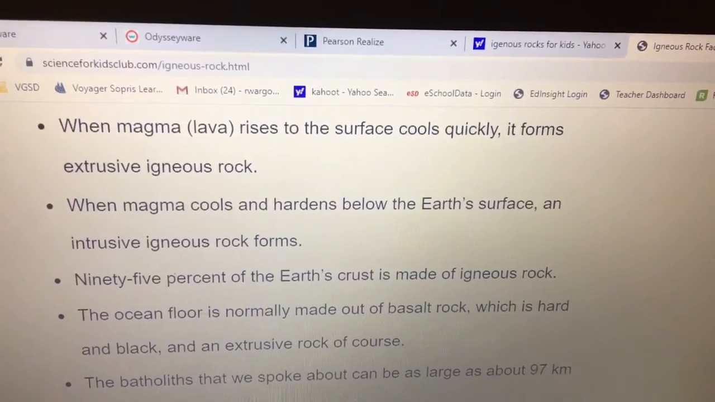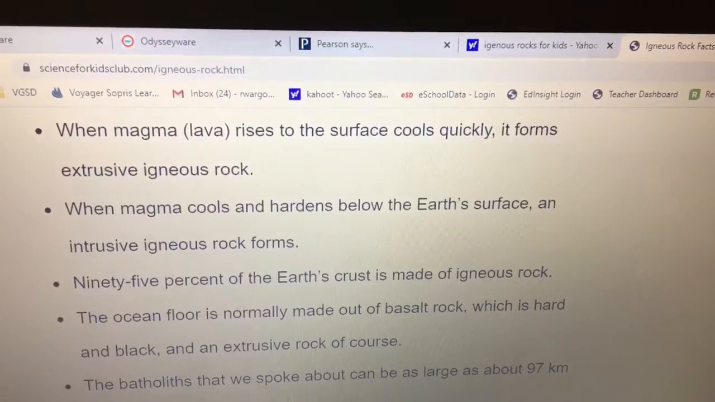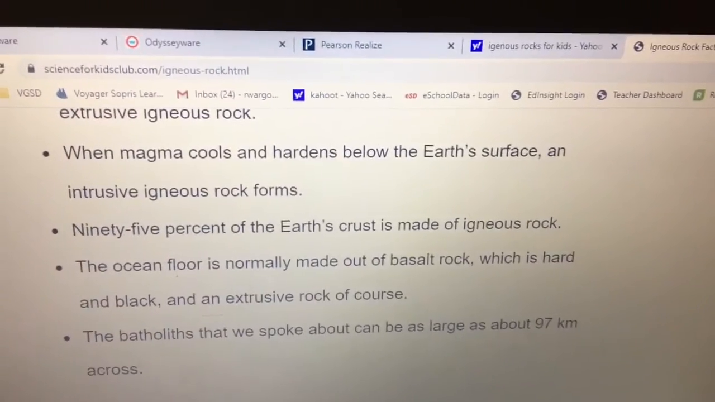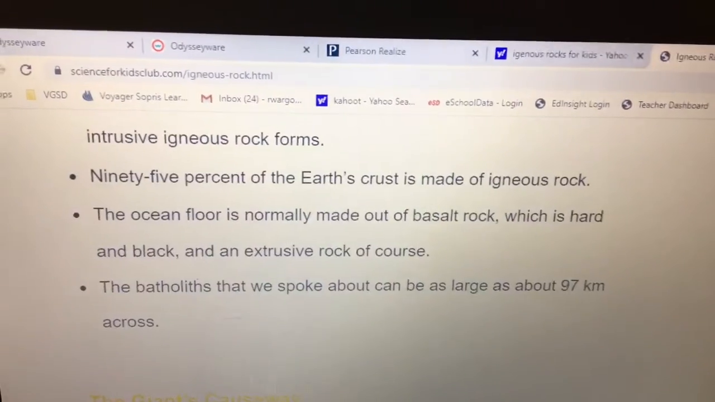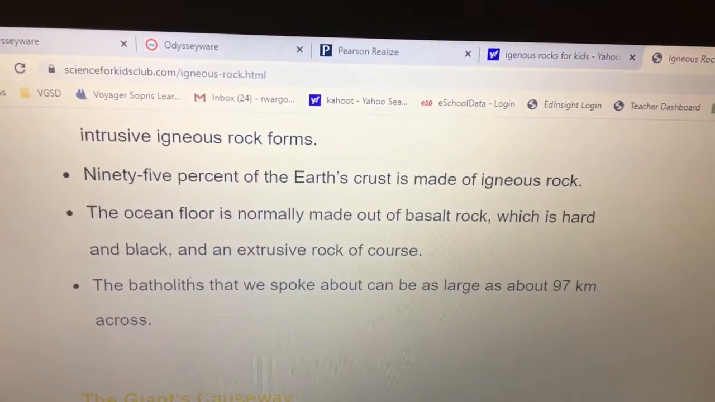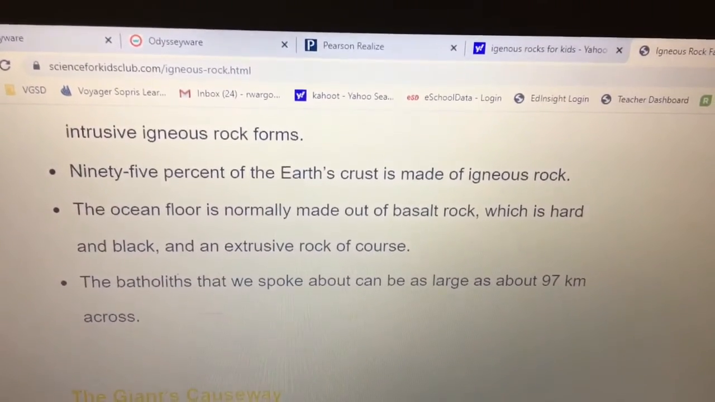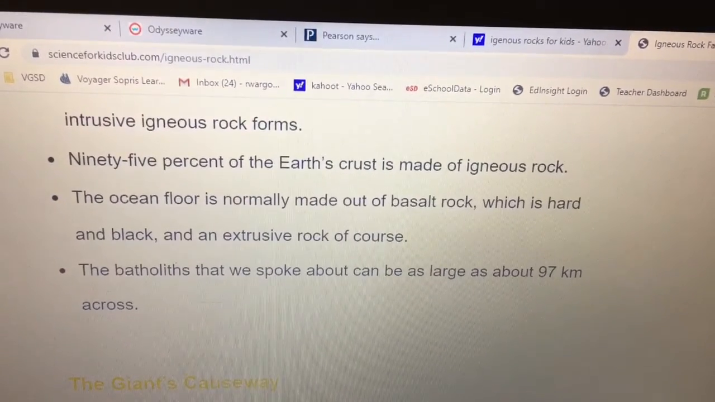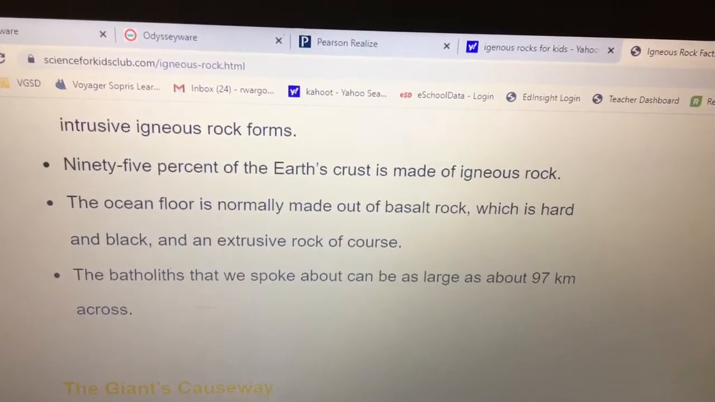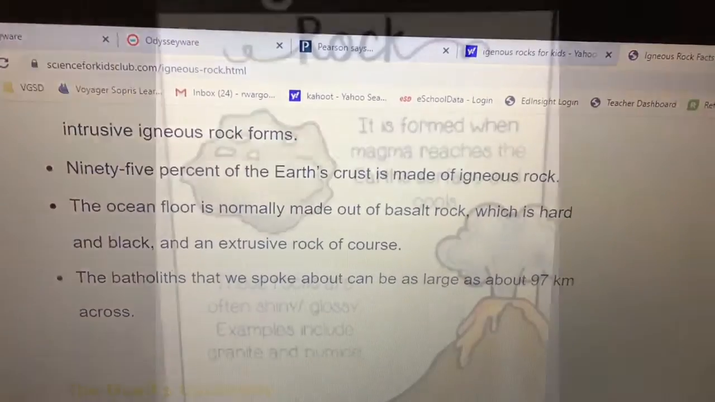When magma or lava rises to the surface and cools quickly, it forms extrusive igneous rock, and when magma cools and hardens below the Earth's surface, an intrusive igneous rock forms. 95% of the Earth's crust is made from igneous rock. The ocean floor is normally made out of basalt rock, which is hard and black, and an extrusive rock, of course. The batholiths that we spoke about can be as large as 97 kilometers across.